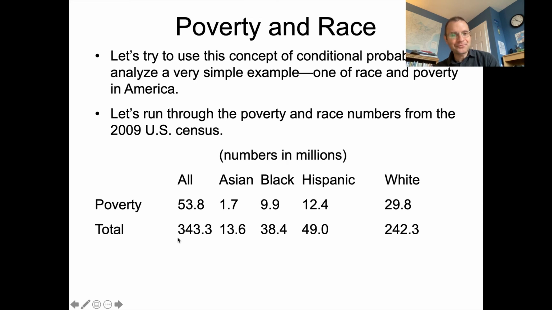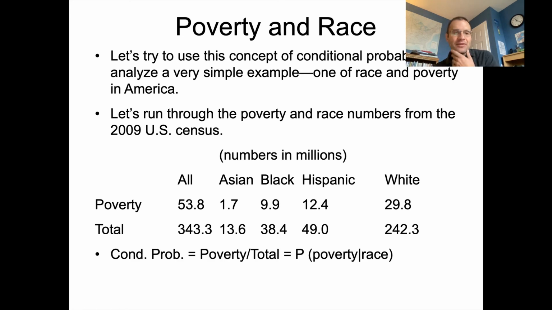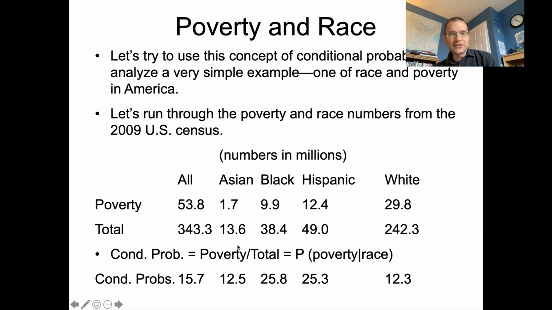Anyways, we can also look at the overall numbers of people in these groups. There are 13 million Asian people, 38 million Black people, 49 million Hispanic, and 242 million white people in America at the time. So we can think of conditional probability in a very simple way here, which hopefully makes intuitive sense. You can look at it as the probability of being in poverty given a certain race.